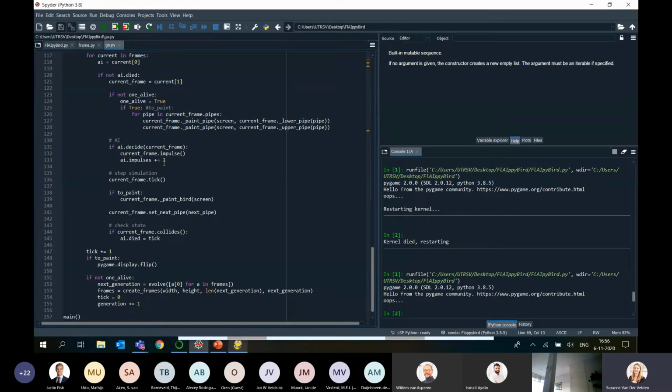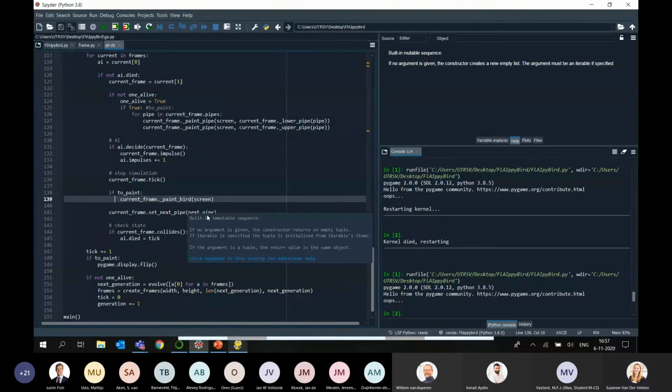And otherwise, then we'll add 1 to the impulses. So that's the number of ticks we have done. And we'll do a tick. So a tick is just to add a bit of height to the bird. And then this is a function used to show the current frame with the bird a bit further in the game. And then we will set a next pipe, to create a new pipe in the game.